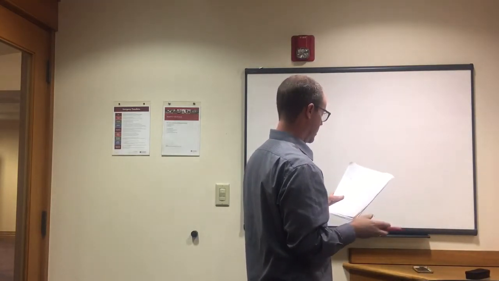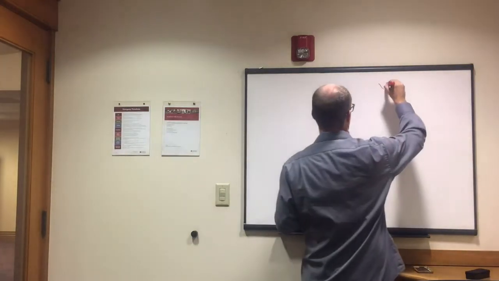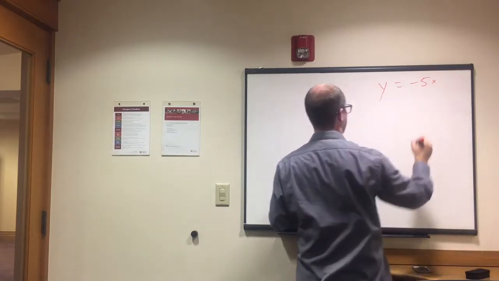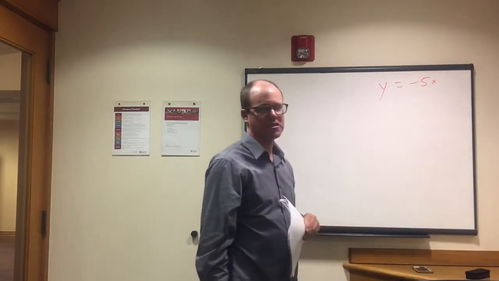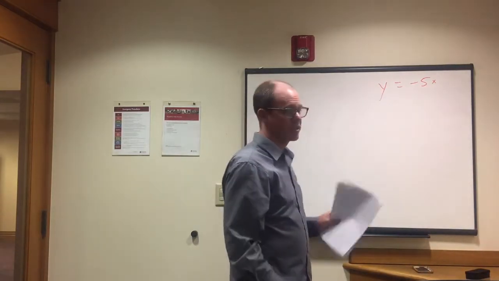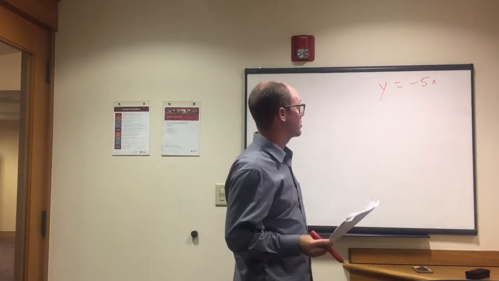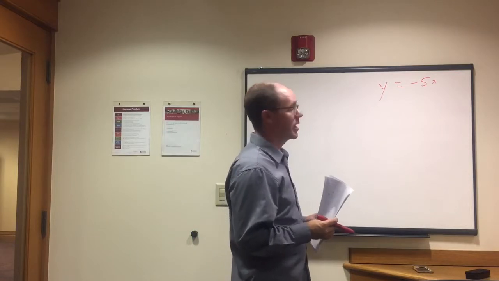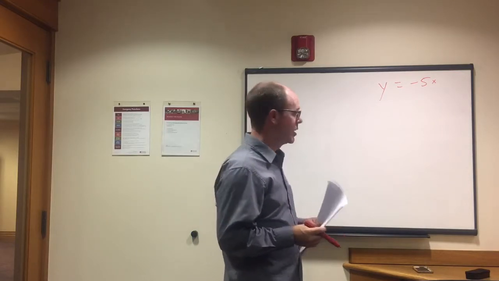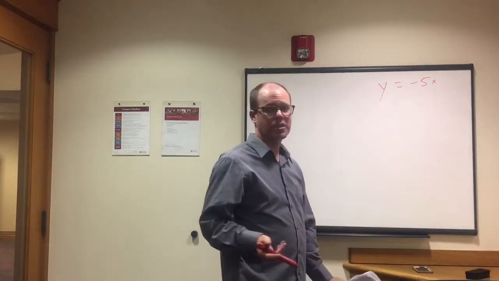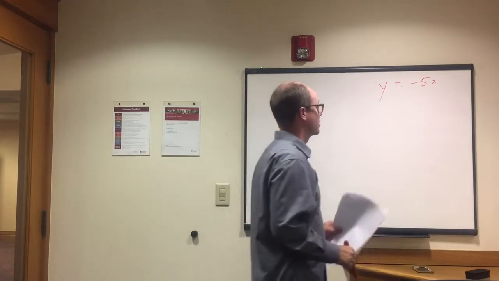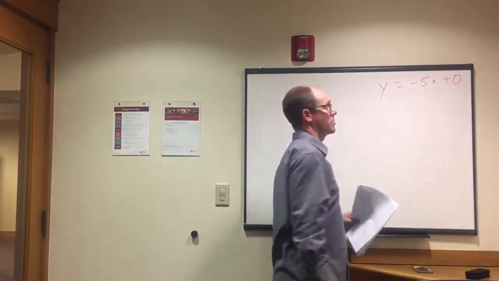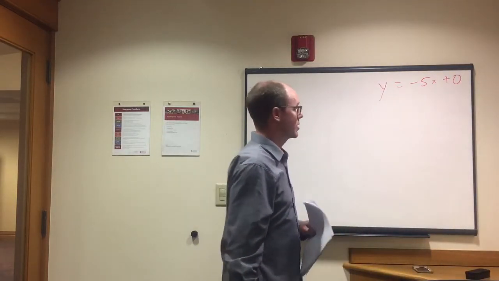So what about this? So what if they give you something like this? Y equals negative 5x. And they say, what is the slope and what is the y-intercept? Right? Usually they'll just ask for one or the other. Okay? So remembering it was y equals mx plus b, right? Okay, so we don't have a b. So what does that mean? It means b is 0, right? So this and this, just adding 0, is exactly the same.